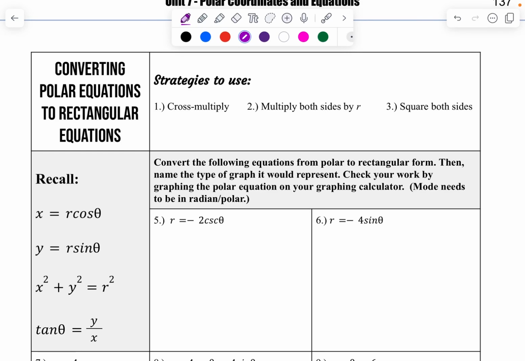All right, now we're going to go the opposite direction. Now we're going to convert polar equations back to rectangular equations. So here are some strategies we can use to do that. We can cross multiply. We can multiply both sides by r. We can square both sides. Keep all of this in mind.